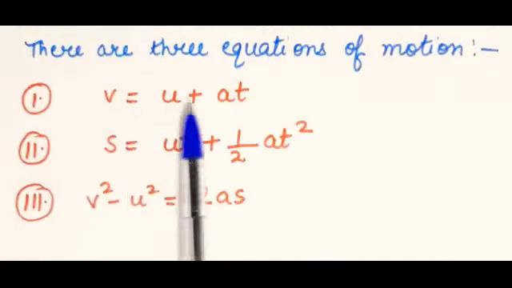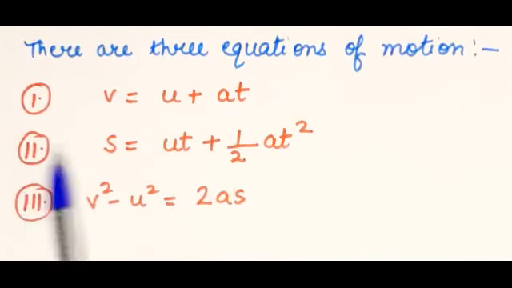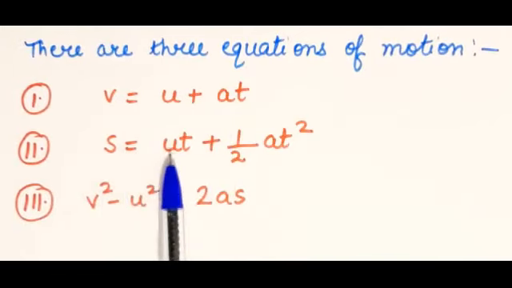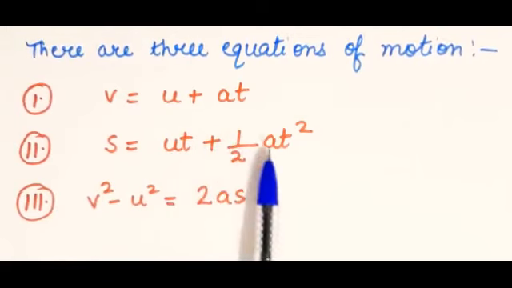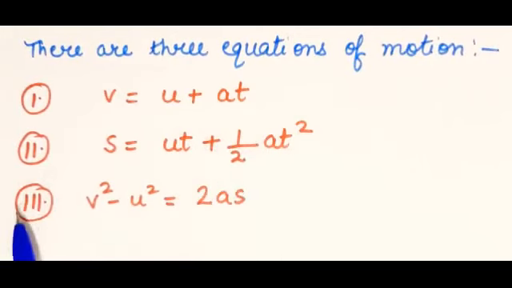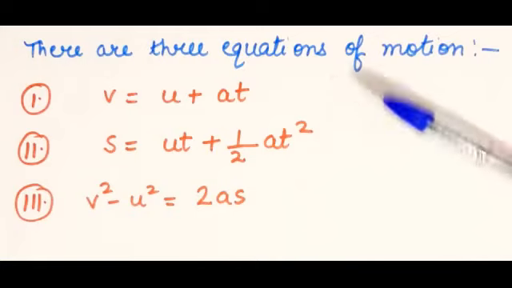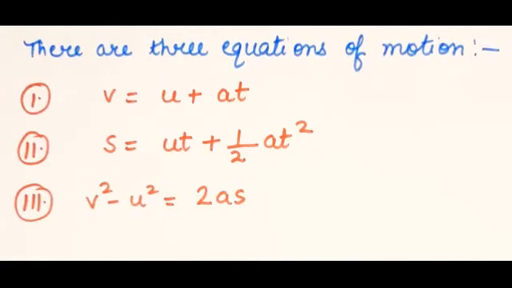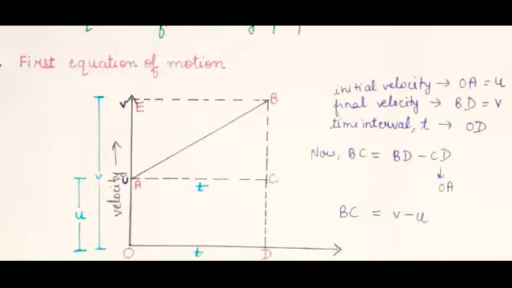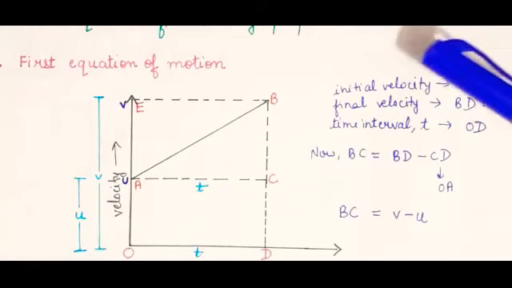The first is V is equal to U plus AT. Second is S is equal to UT plus half AT square. Third is V square minus U square is equal to 2AS. Now these equations of motion we will derive by graphical method.